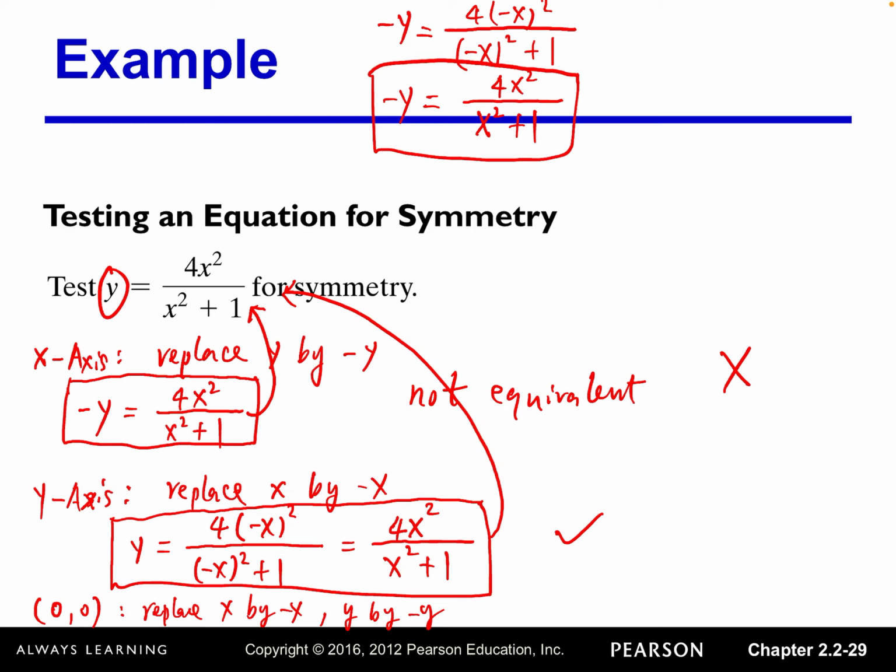This is the new equation after we replace both x and y by their negatives and simplify. And then compare this to the original equation. Are they the same? Equivalent? No, right? The left-hand side is missing the sign. So we conclude the graph of this equation is not symmetric with respect to the origin 0, 0.